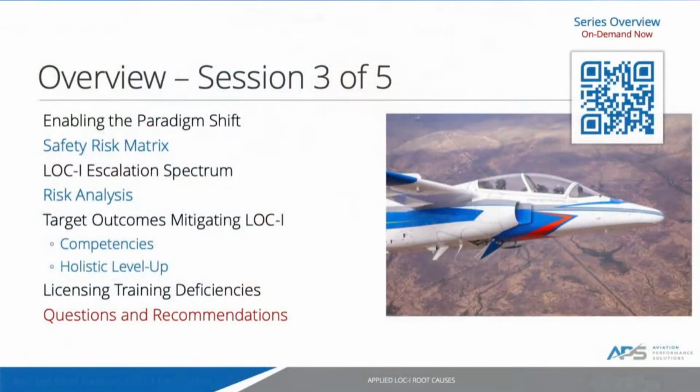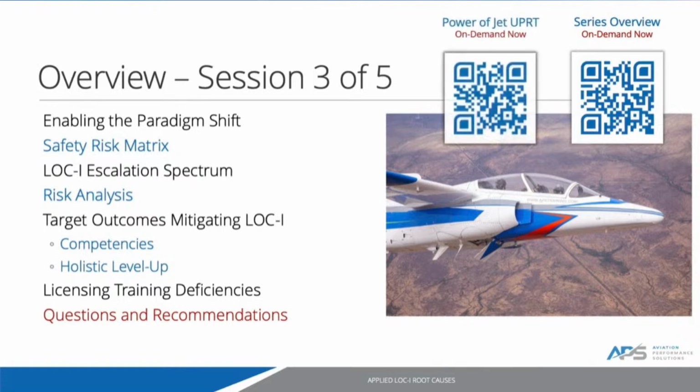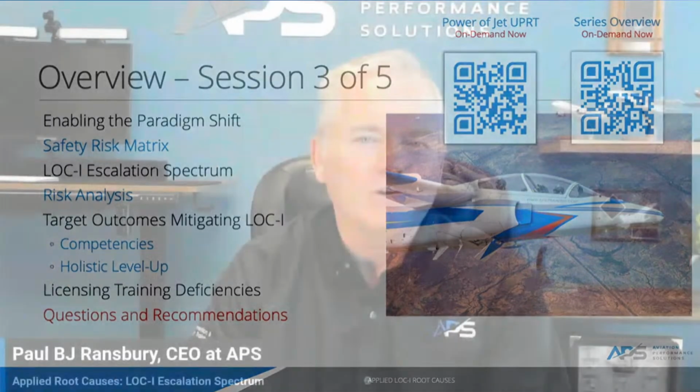All right, so the series overview. This is the third session of five. If you'd like to see an overview of the entire series, it's very active. We have nearly 100 comments in there. There's the QR code to go to that after the event today, so take a picture of it and have a look. Also, the one we did last week was on the power of jet upset training. There's the QR code for that. So please take advantage of those sessions to learn about what's going on in this series. What's coming up next week is going to be on human factors.